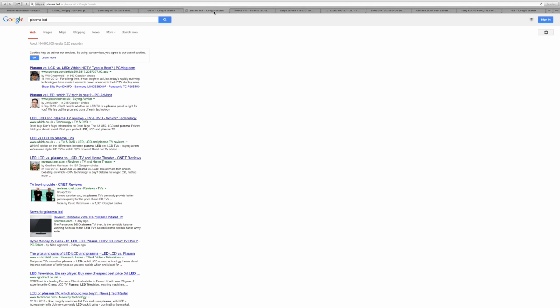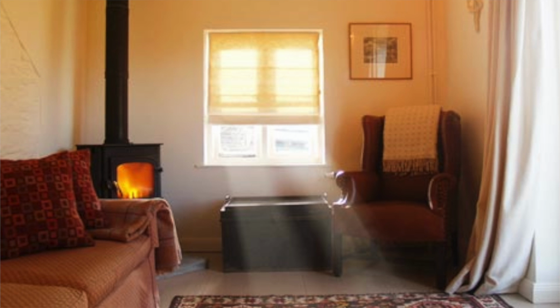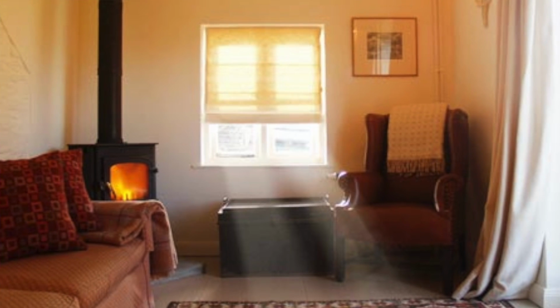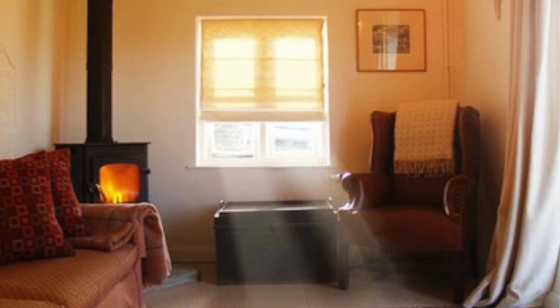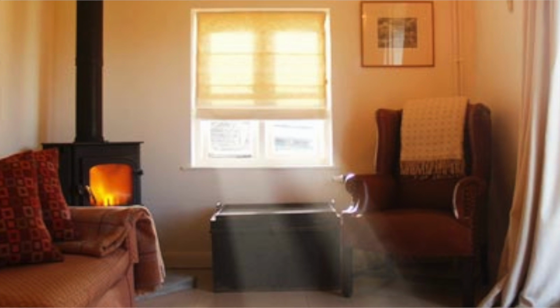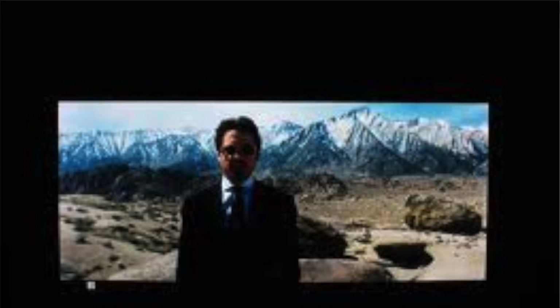Just look at your room. Will you be putting your TV into a bright room? Do you have a lot of sunlight coming in that room? If you do, go for LED. If you're a movie buff and you'll be a recluse drawing your curtains, go for plasma.